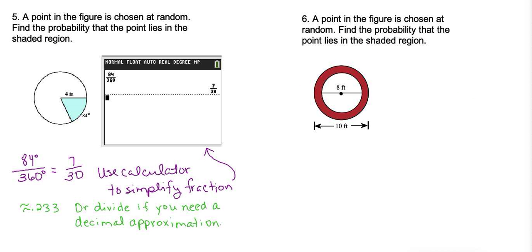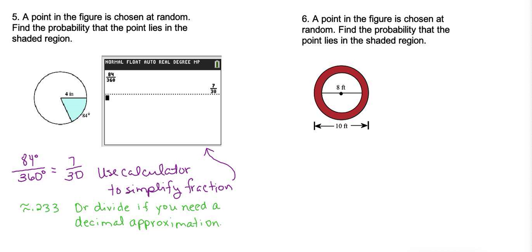I have 2 more examples for you, and I want you to notice that I've numbered them to correspond with the problems that I've asked you to work. Number 5 says a point in the figure is chosen at random. Find the probability that the point lies in the shaded region. And notice that the arc measure there is 84 degrees. So that shaded region is 84 out of the total possible 360 degrees.